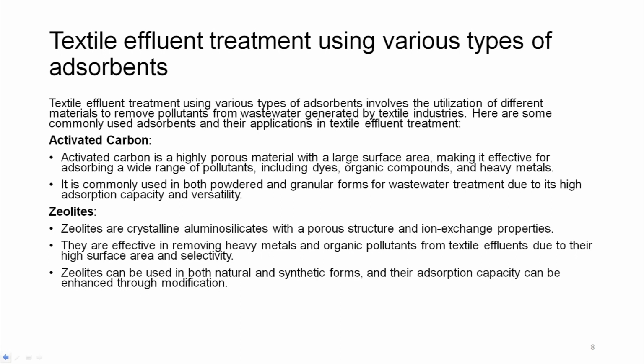Zeolite. Zeolites are crystalline aluminosilicates with a porous structure and ion exchange properties. They are effective in removing heavy metals and organic pollutants from the textile effluent due to their high surface area and selectivity. Zeolites can be used in both natural and synthetic form, and their adsorption capacity can be enhanced through modification. So, zeolites are also one very important adsorbent.